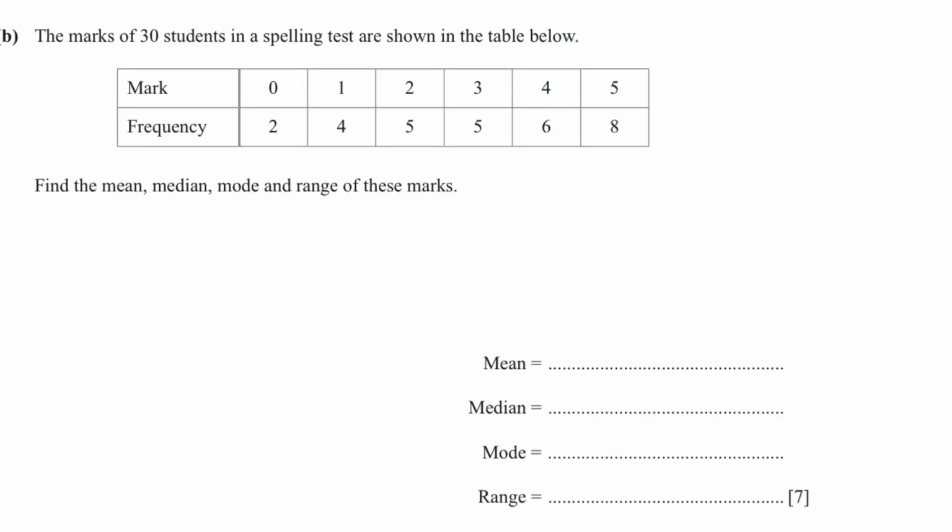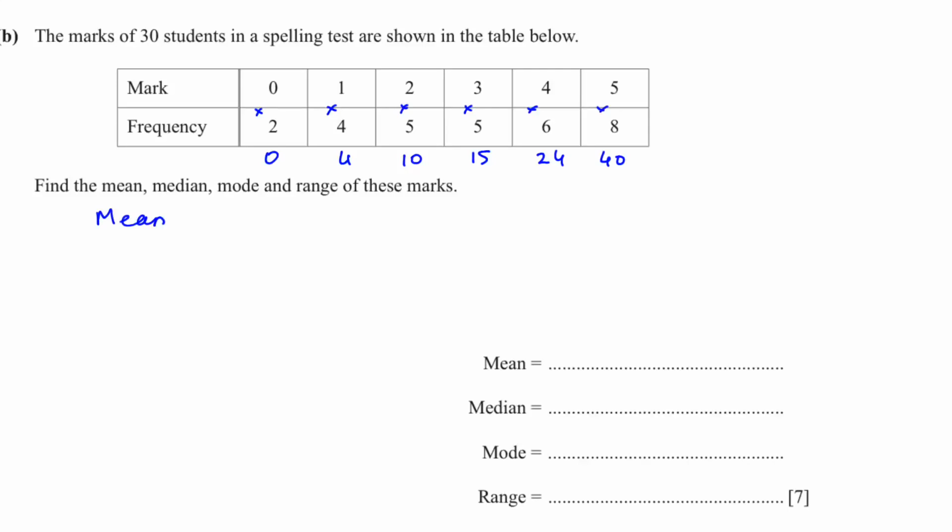Part B. The marks of 30 students in a spelling test are shown in the table below. Find the mean, median, mode, and range of these marks. To find the mean, we have to multiply the mark by the frequency, write the answers and add all of them. So 0 multiplied by 2 is 0, 4, 10, 15, 24, and 40.